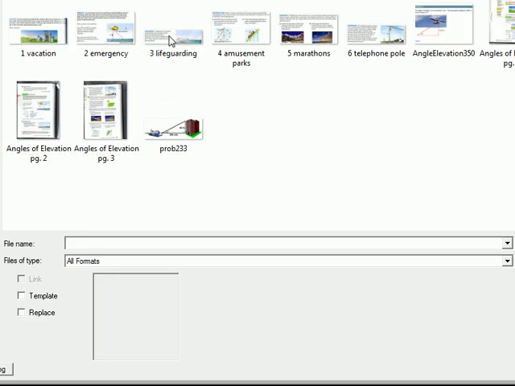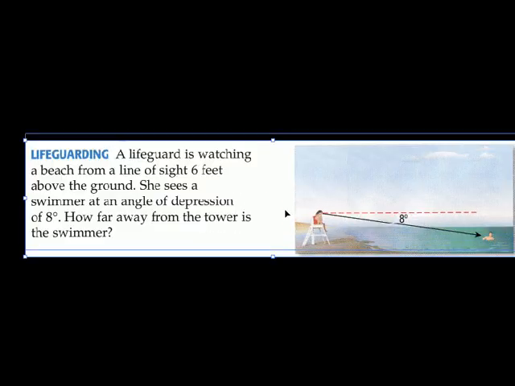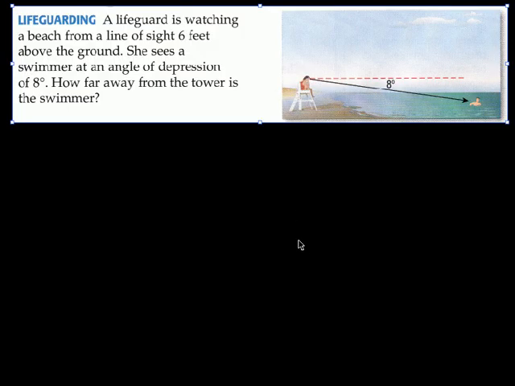Lifeguarding. Let's see what that one's about. We did this one in fourth period, but I didn't have the picture for him. I just kind of read it off to him. But look at this. Lifeguard's watching a beach at a line of sight 6 feet above the ground. Why is she 6 feet above the ground? Because she's sitting on this big chair, right? She's a lifeguard, 6 feet high, right? She's looking down. Here's the swimmer.